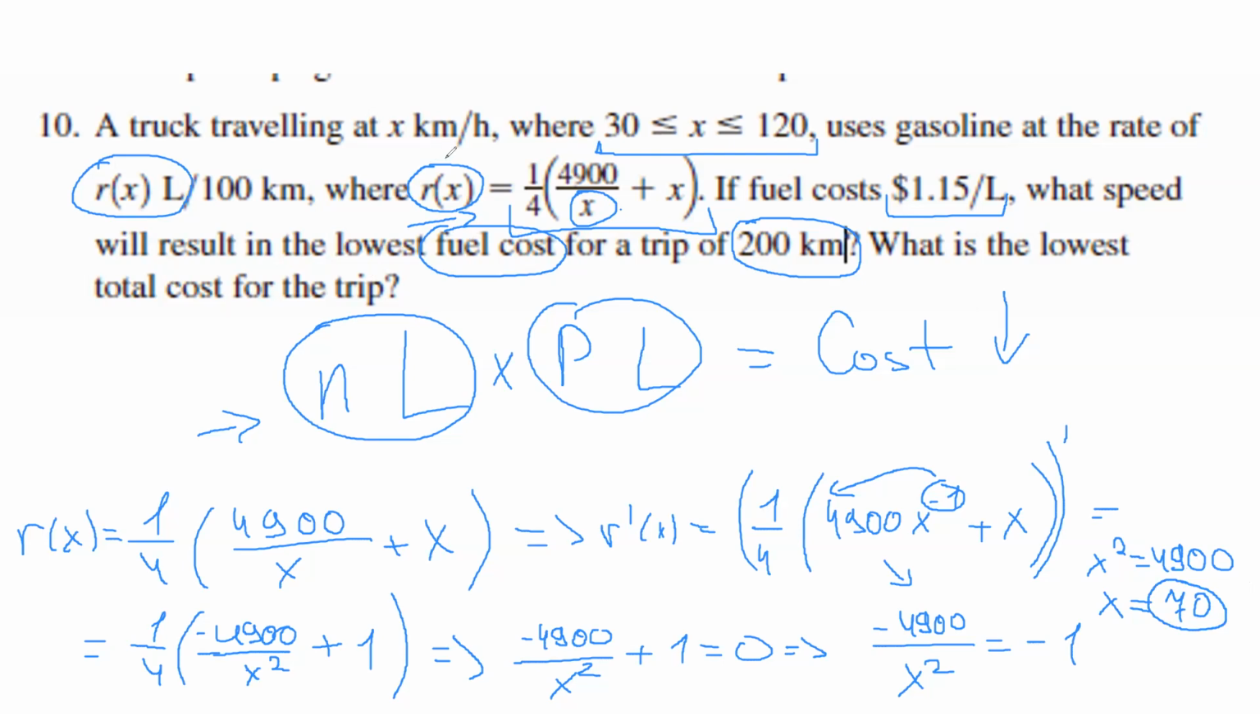And one more thing. What do you mean? Oh, you times it by 2? Yes, because this function is only per 100 kilometers. You have to keep in mind that you have to multiply it by 2.